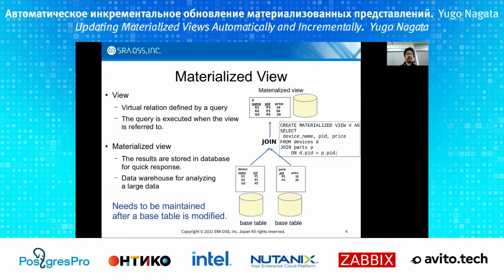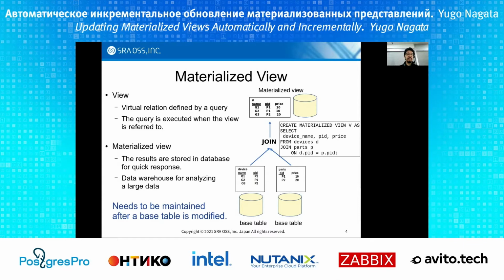First, a view is a virtual relation defined by a view definition query. The query is executed when the view is referred to by a select statement. On the other hand, a materialized view is a view whose results are stored in the database, so it enables quick response for the client. This is useful for data warehouses for analyzing large data.